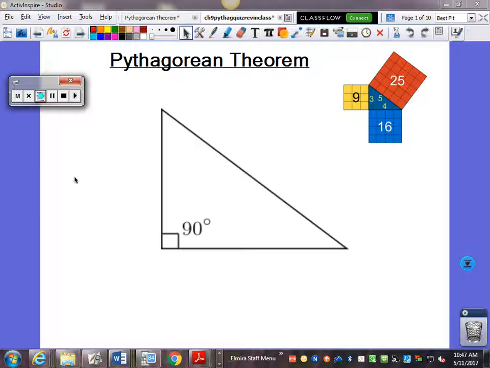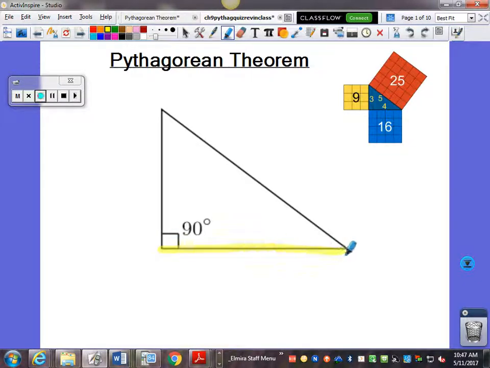Okay? Pythagorean Theorem. So Pythagoras was a Greek mathematician, I don't know, hundreds, thousands, whatever, years ago. And he and his students discovered that if you took the sides of a right triangle, okay, so I'm going to use some highlighting to demonstrate some things. All right, so this is a right triangle. It has one right angle as one of its angles.